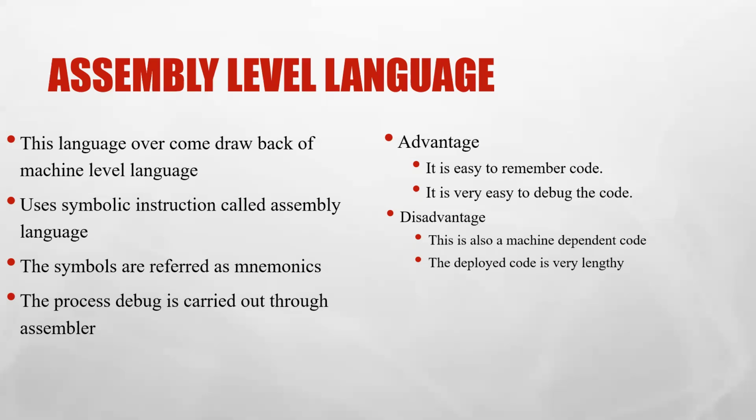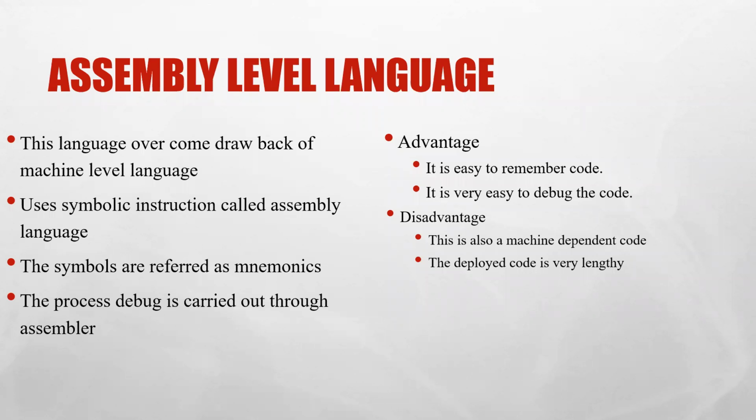This is also a machine dependent code. When we write a code, for example, if I need to add two numbers, deploying the code takes a lengthy process, like 10 to 15 lines or 10 to 100 or 1000 lines of code. For this reason, it is very difficult to deploy the code. So this is what assembly level coding is.